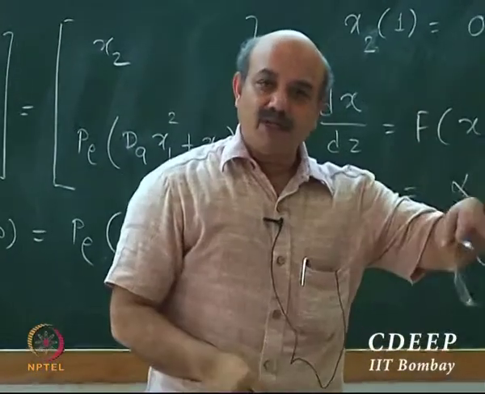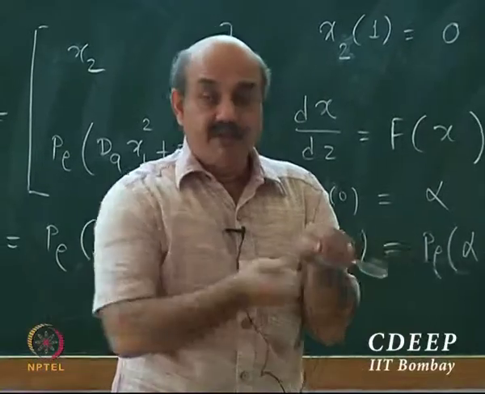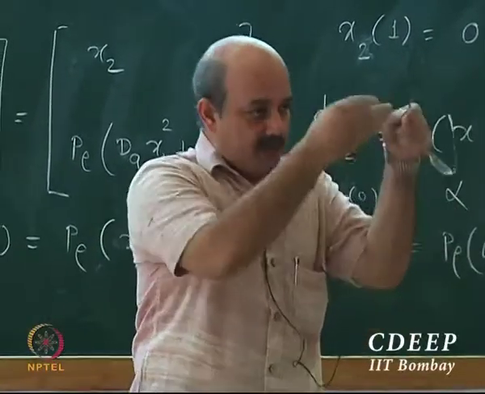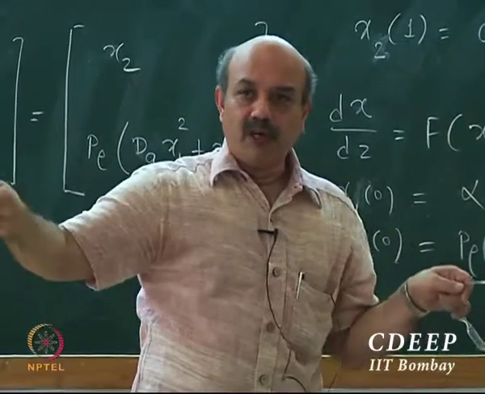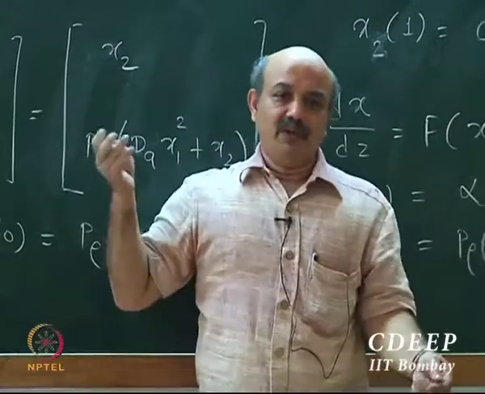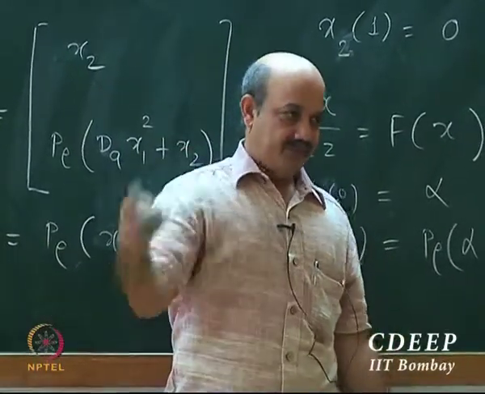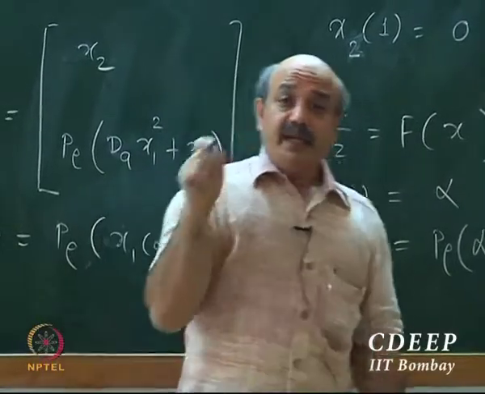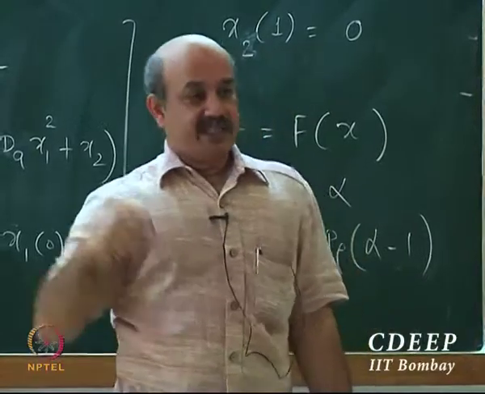For every guess of alpha, you use an ODE-IVP solver to integrate from z equal to 0 to z equal to 1. That is, you do one shooting. If you hit the target, you stop the iterations. If you don't hit the target, generate a new guess of alpha and keep doing this. So you combine an initial value problem solver with a secant method.